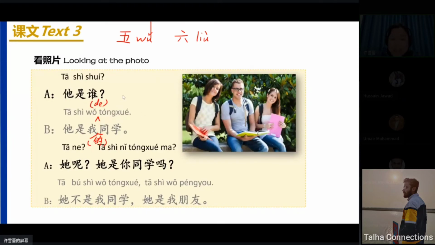Now, I'll read this short dialogue one more time. After class, you may read after me to learn how to read the sentences correctly. Okay? 他是谁? 他是我同学. 他呢? 他是你同学吗? 他不是我同学. 他是我朋友.